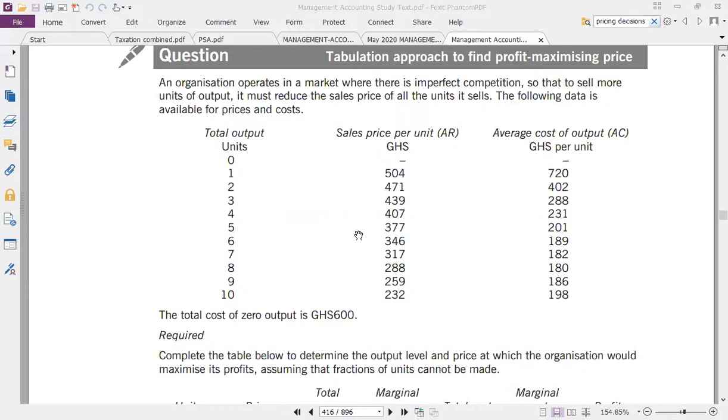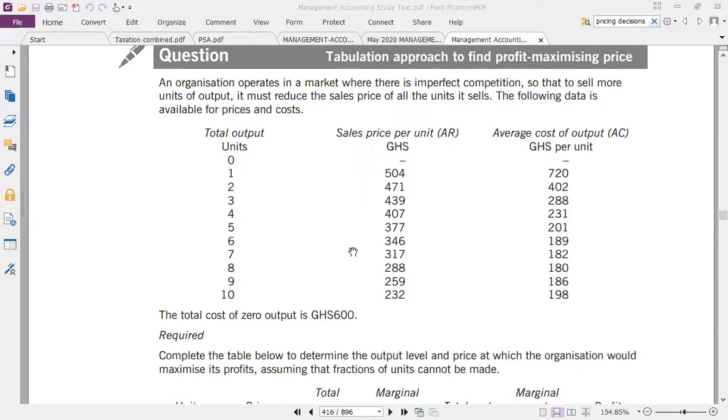407, 477, 346, 317, 288, 259, and 232. Okay, so that is that. And then let me get the average cost. Let's go and copy the average cost too.